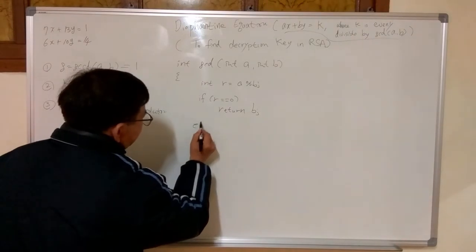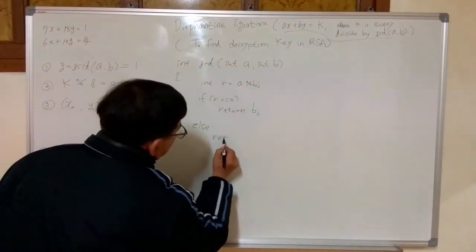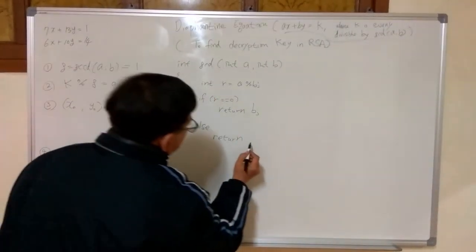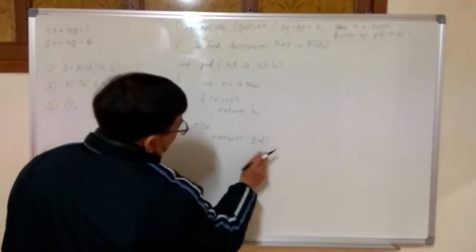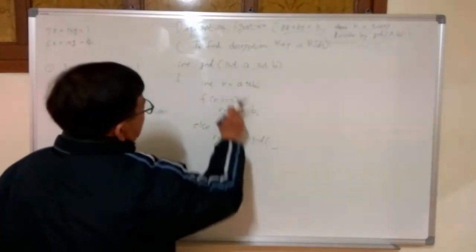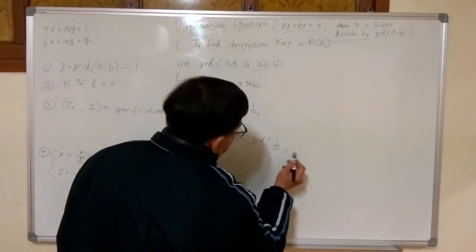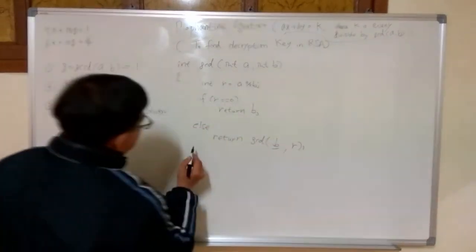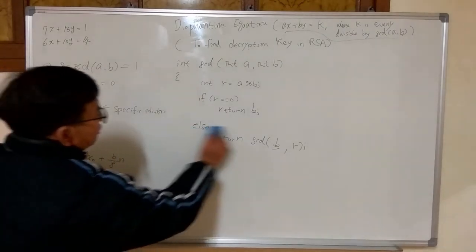Else, we cannot just return, we call GCD again. The A of the next GCD is B, actually B here. Then here we have to put R. This is the recursive function call for the Euclidean algorithm GCD.